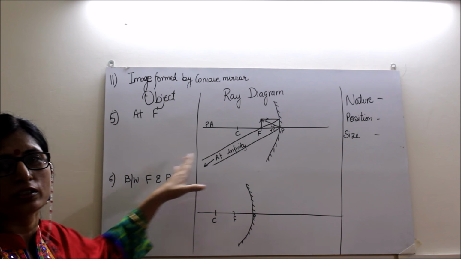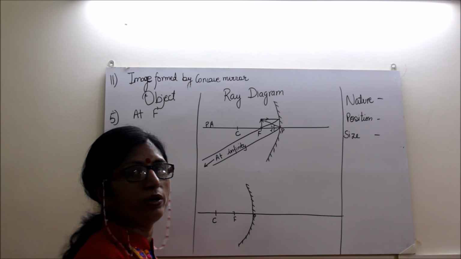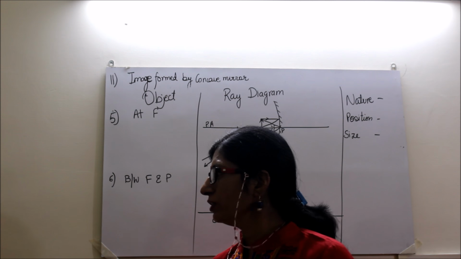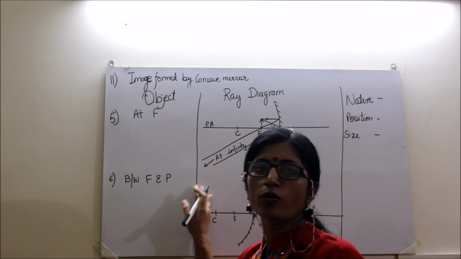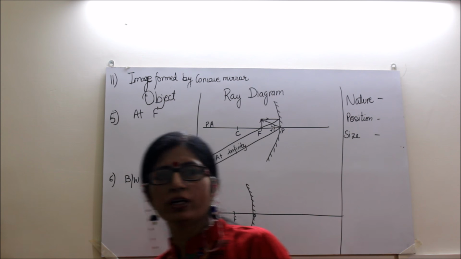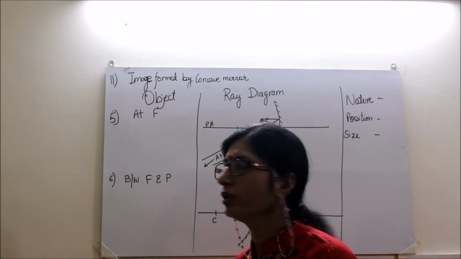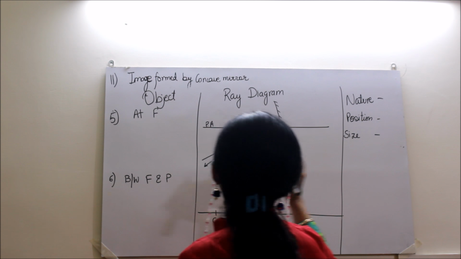As infinity is the distance which is beyond our board and we cannot draw it, as in the first diagram we could not draw our object. Similarly, if the image is formed at infinity, it will be beyond our board. So we are not going to draw this diagram.